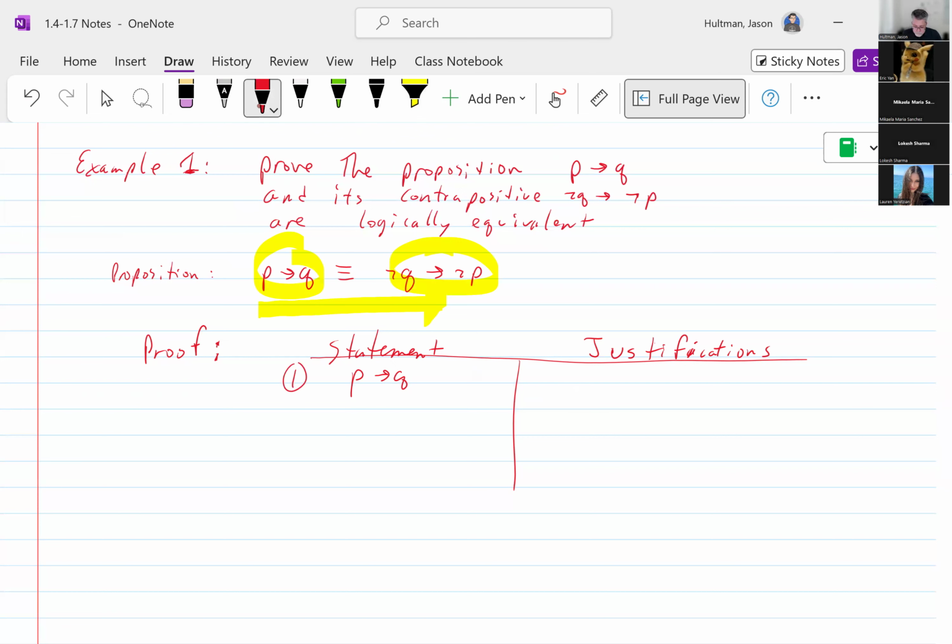So 1, P goes to Q. What's the justification? That's just the proposition that I'm starting with. Maybe I'll call it initial proposition, or initial conditional statement, however you want to say it.